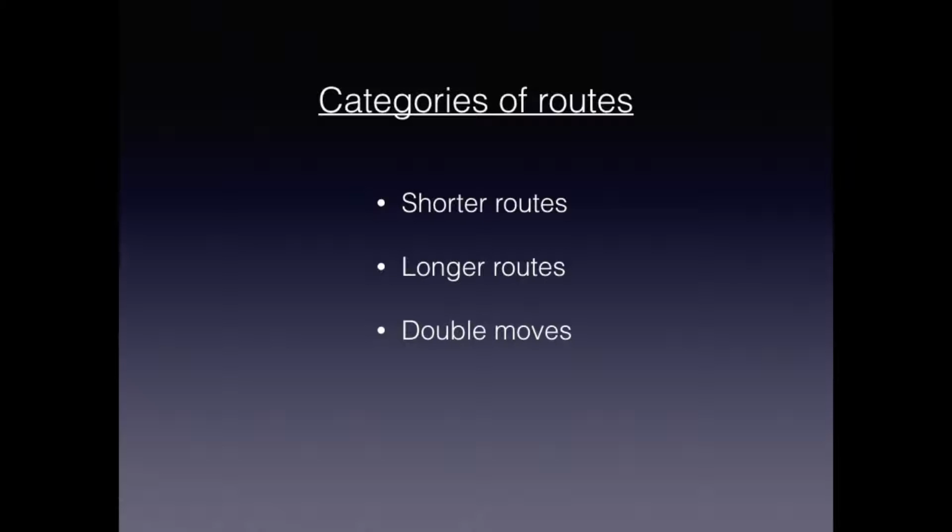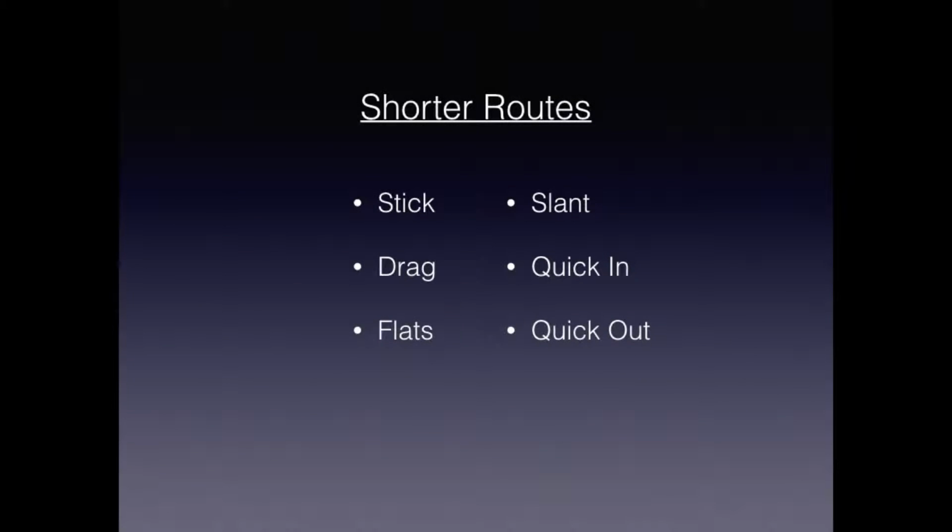Now, all of our plays have concepts where we couple a shorter route with a longer route. The larger the disparity of distance between the two, the harder it is to guard both of them. Lastly, we have double moves, or routes that consist of two routes put together. First, let's start off with shorter routes. Here's the list of all the shorter routes that we have in our playbook.